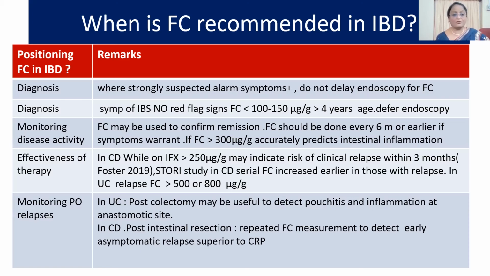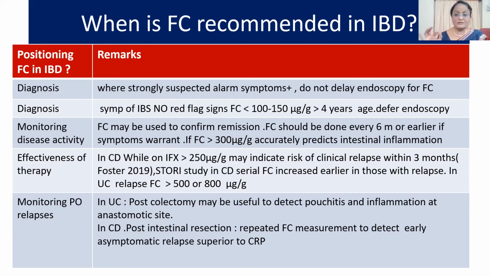After you diagnose IBD and you're on treatment, to confirm remission, you can definitely do it after the induction phase or after 6 months. Every 6 months you do it and watch the fall of FC. If, while you are following it up, FC becomes more than 300 microgram per gram, it accurately predicts intestinal inflammation and you may have to repeat colonoscopy or change therapy. You can also use it to check the effectiveness of therapy.